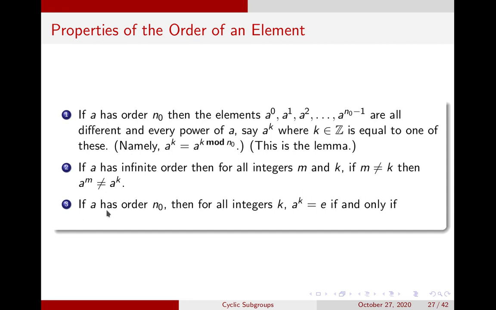And now, if you have an element with finite order n sub 0 and some other integer k, under what circumstances will a to the k be the identity? This will happen if and only if k is a multiple of n sub 0. Or to say it another way, if and only if k mod n sub 0 is 0.